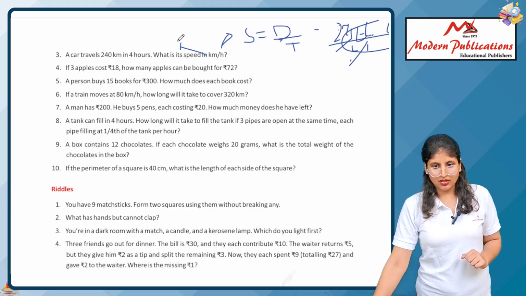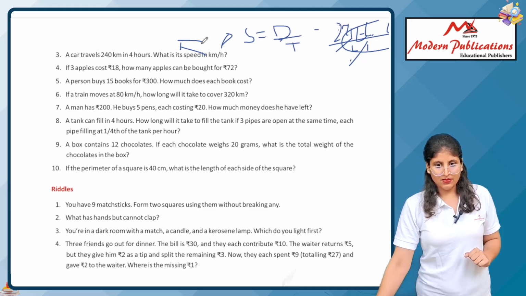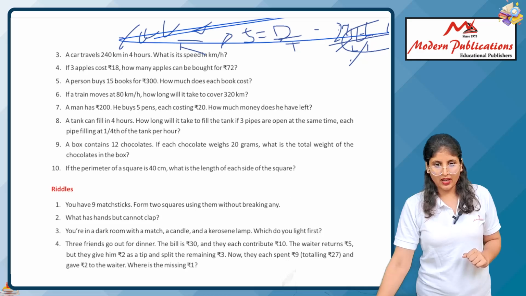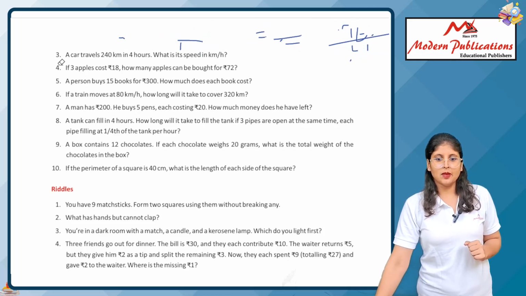So the speed comes to 60 kilometers per hour. Yes, this is how we are able to solve it. It's nothing but putting the values in: speed is equal to distance upon time. Just put the values in it.